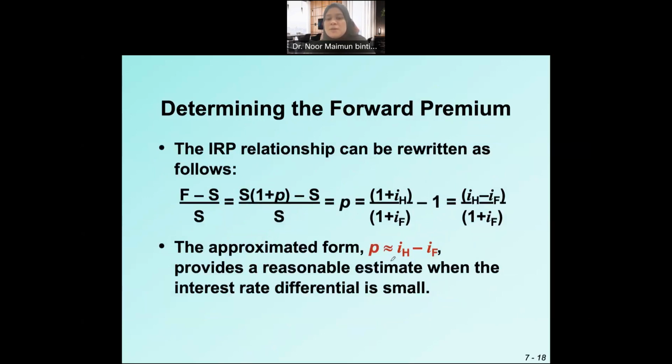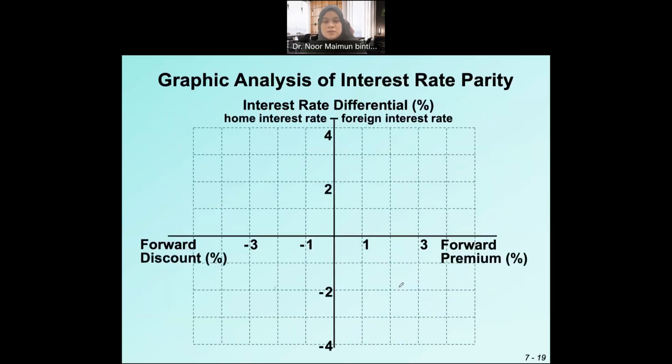The approximated form is that the premium equals the interest rate of home minus the interest rate of foreign. It provides a reasonable estimate when the interest rate differential is small. If you see here, this is the line for interest rate parity. The dot on the interest rate parity line is a point where interest rate parity holds. So there is some meaning to it.